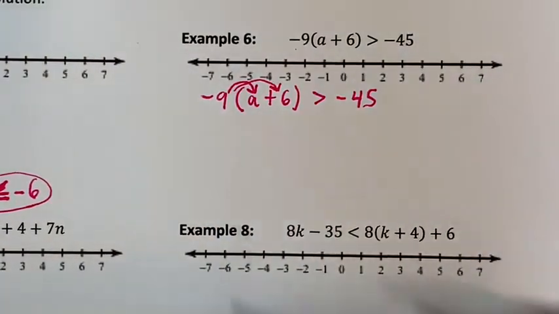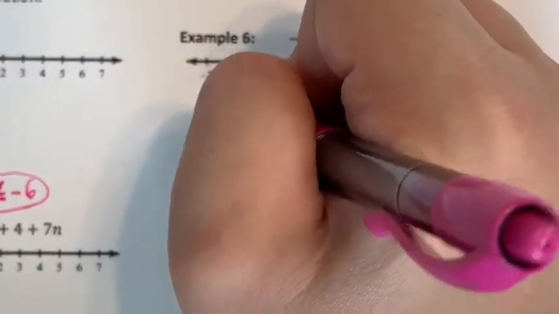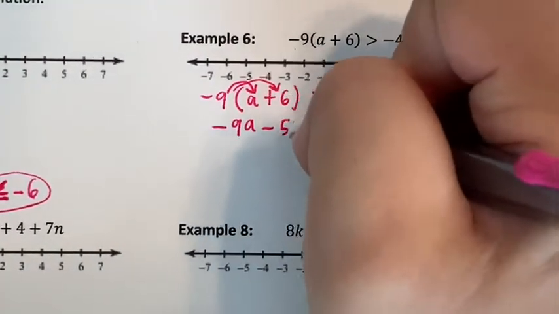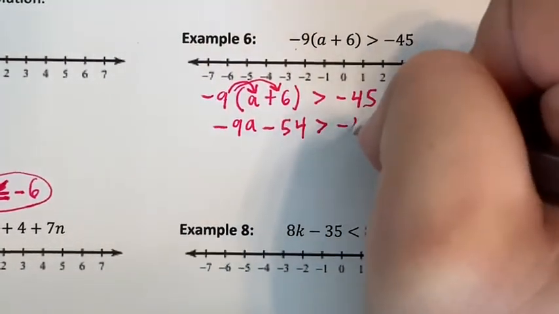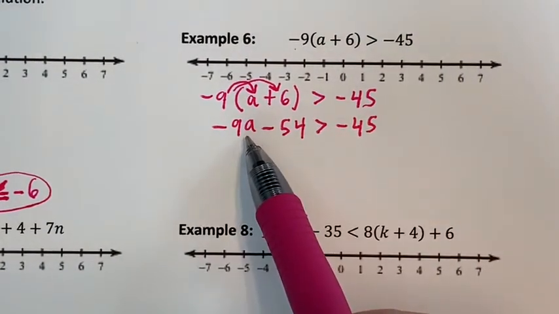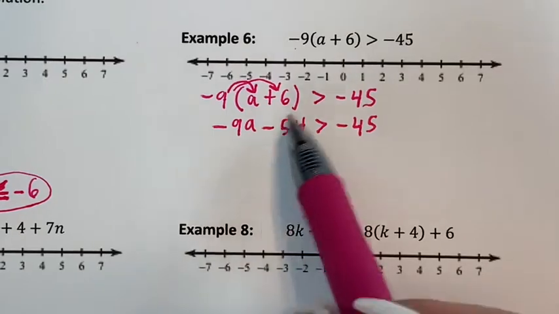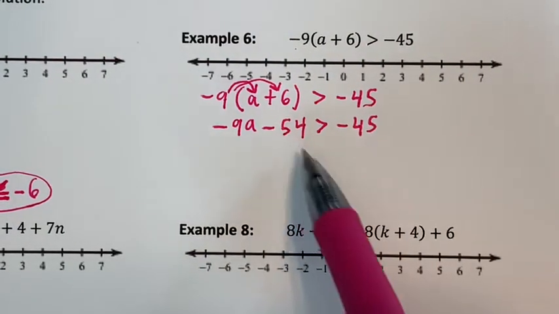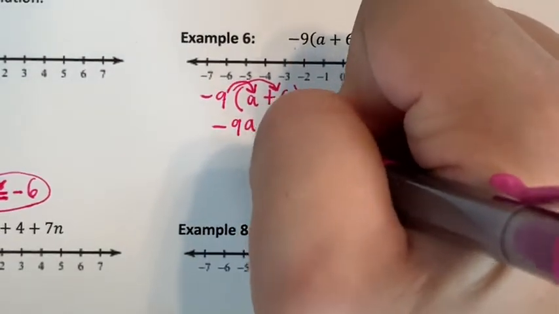Negative 9 times a gives me negative 9a. Negative 9 times 6 gives me negative 54, and it's greater than negative 45. I'm trying to get a by itself, so I need to move constants to be on the same side. The way that I move a negative 54 to the other side is by adding 54.